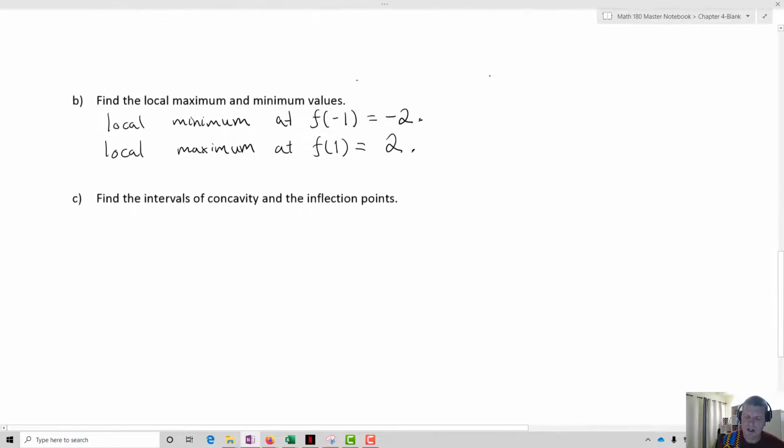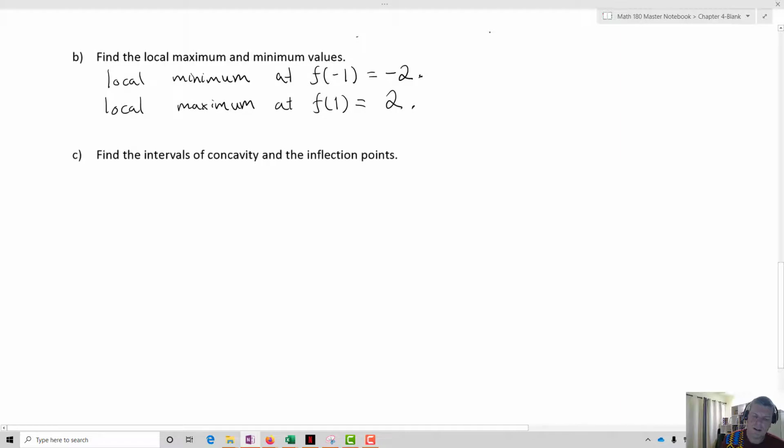Now, let's find the intervals of concavity and the inflection points. So we'll want to find h double prime of x. And h double prime of x is going to end up equaling 30x minus 60x cubed, excuse me. Okay. Now, we want to set that equal to 0 in order to find our inflection points. So we got 30x times 1 minus 2x squared is going to equal 0.